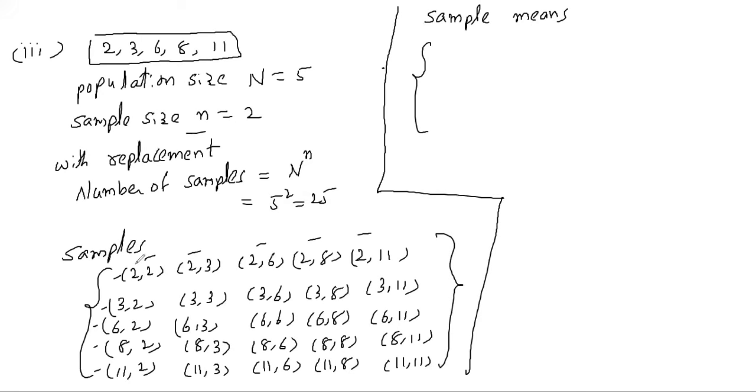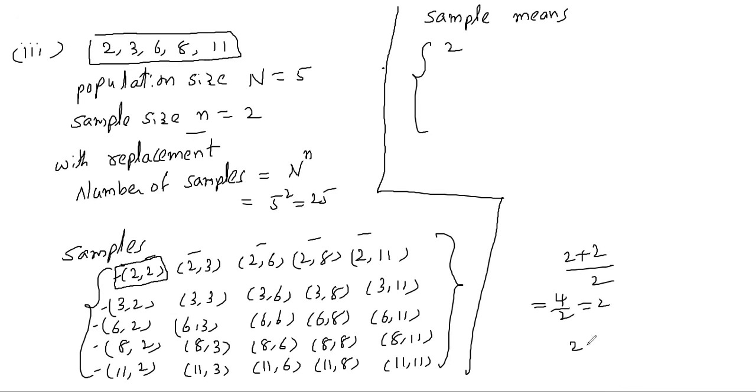For example, this 2 comma 2: how will we find the sample mean? 2 plus 2, how many elements are there? 2. So 2 plus 2, 4 by 2, how much is its value? 2. So this is the sample mean of the first sample. First sample is 2 comma 2, mean average 2 plus 2, 2 elements, so 4 by 2, that is nothing but 2. You write that here. Next, 2 comma 3.